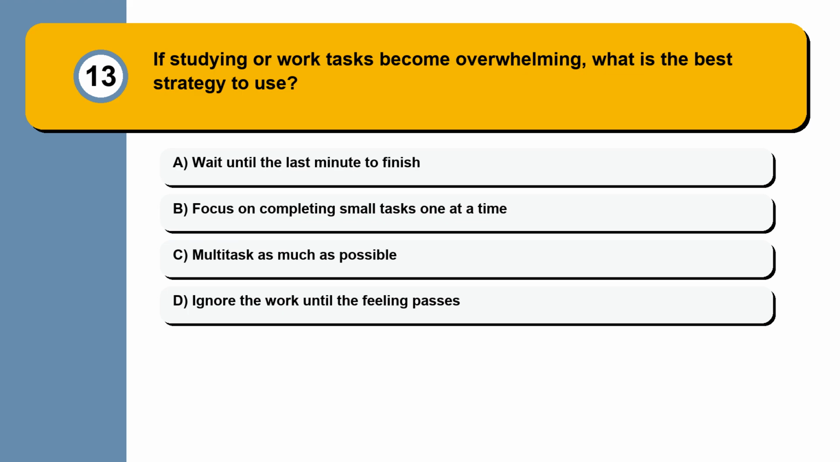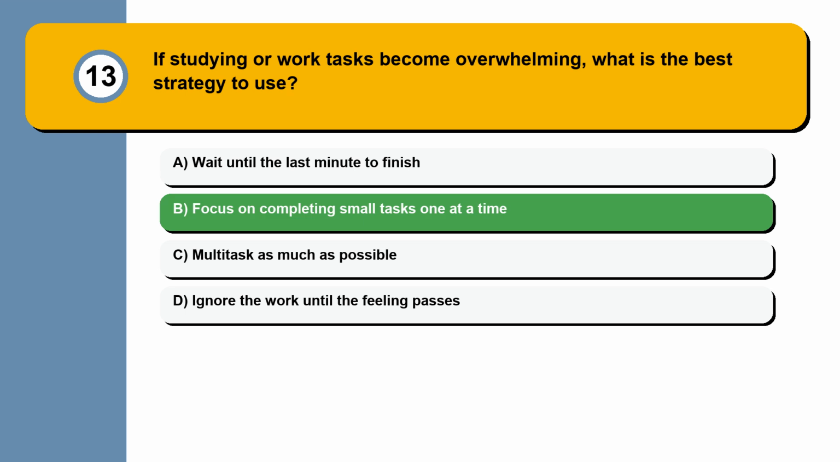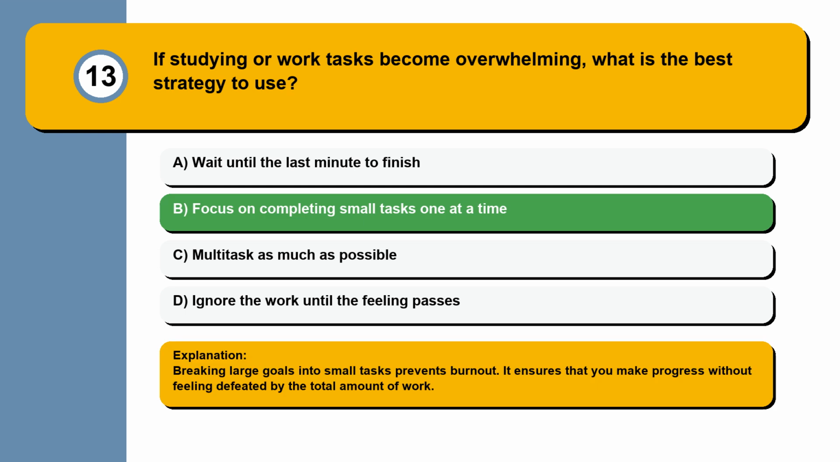Question 13. If studying or work tasks become overwhelming, what is the best strategy to use? Wait until the last minute to finish. Focus on completing small tasks one at a time. Multitask as much as possible. Ignore the work until the feeling passes. Breaking large goals into small tasks prevents burnout. It ensures that you make progress without feeling defeated by the total amount of work.